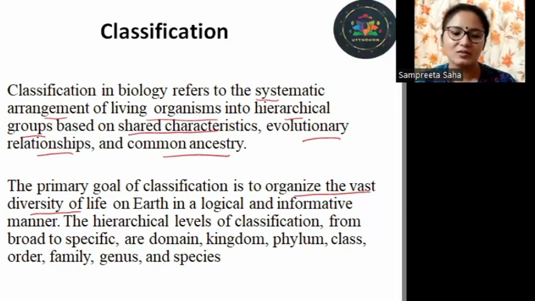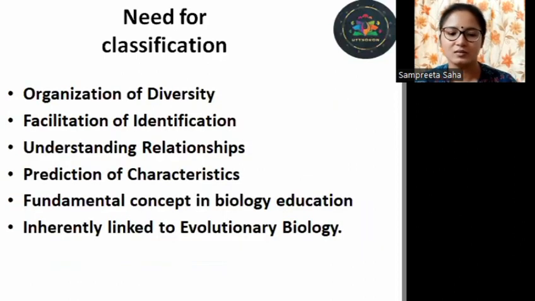Now, without further delay, let us stick to the syllabus and quickly take a note of the need of classification. First is the organization of diversity. There is so much diversity out there, we need to organize it in order to study it better. So that is the primary need, organization of diversity. Next, we have facilitation of identification. It makes the identification easier.